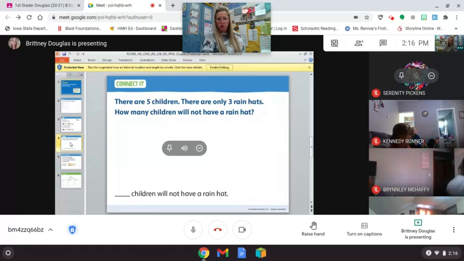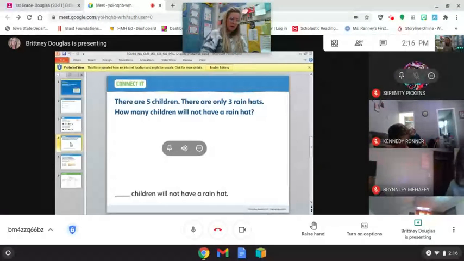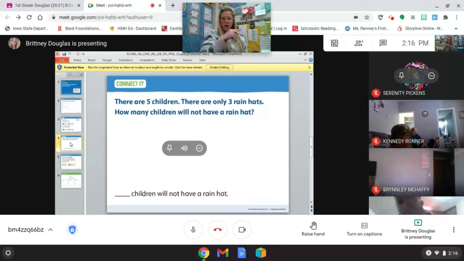So there are more kids than there are rain hats available. So you would draw a picture using counters, and you're going to tell me, are there more children or, obviously, we know there's more children. How many children will not have a rain hat? So go ahead and do that. Draw me a picture with counters to show me. You're going to draw a row of 5, a row of 3, and you're going to partner them up. You're going to draw a line. You're going to give each kid a rain hat until you run out of rain hats. And then you're going to see how many kids were left without getting a rain hat.